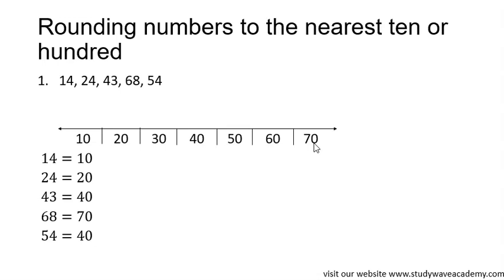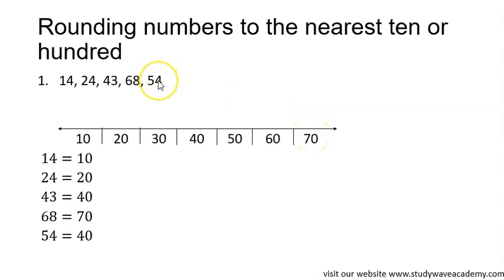Remember the rule. If the number is below 5, you round it down to the nearest ten. And if the number is at 5 or above 5, you round it up to the next 10. So 68 is above 5, right? Let's say here it's 65. So it's above 5. 68 is somewhere here. So we round it up to 70.